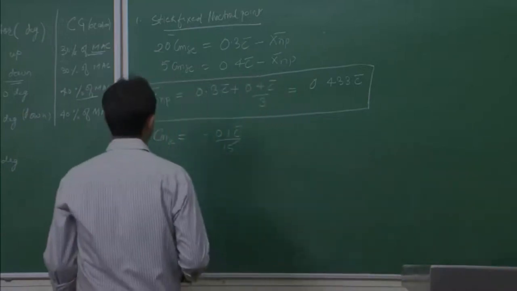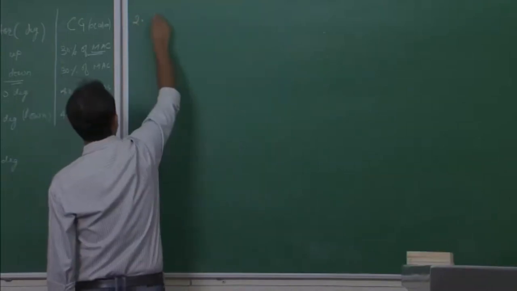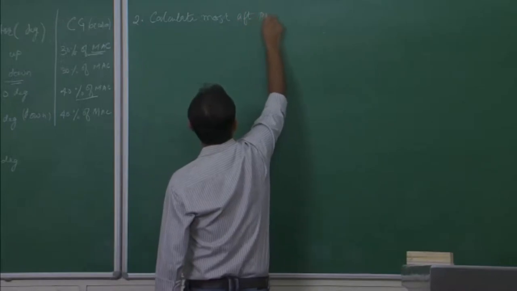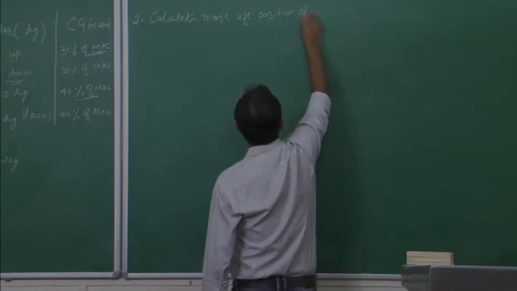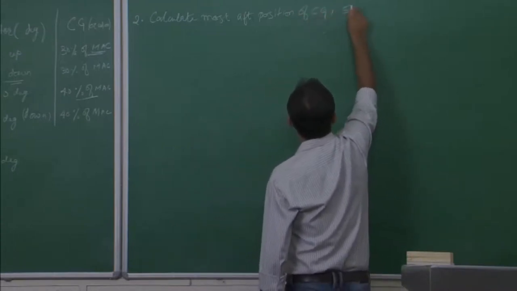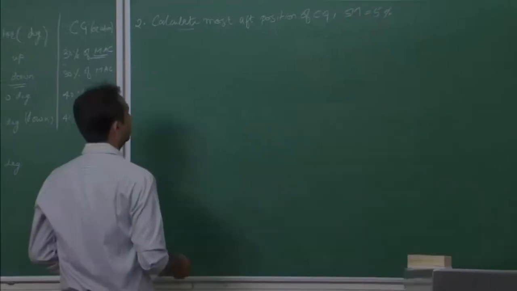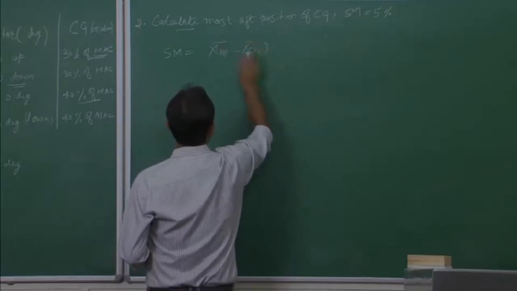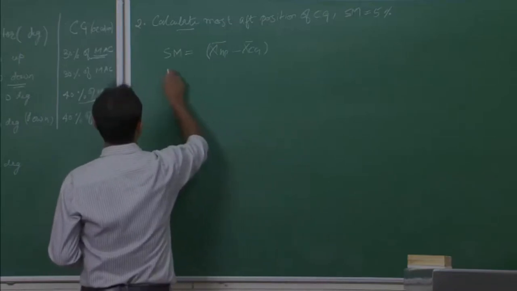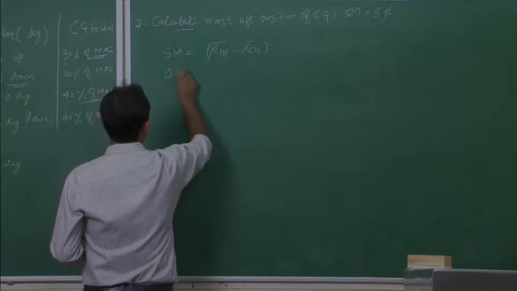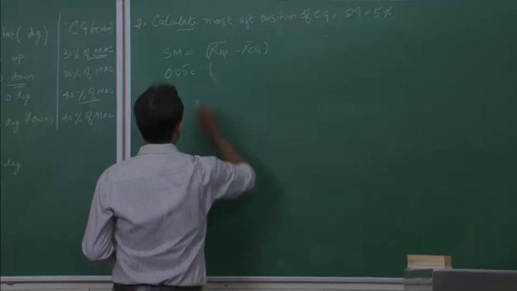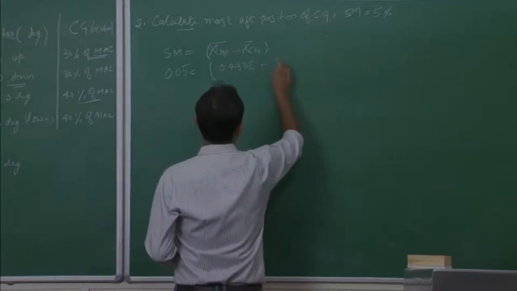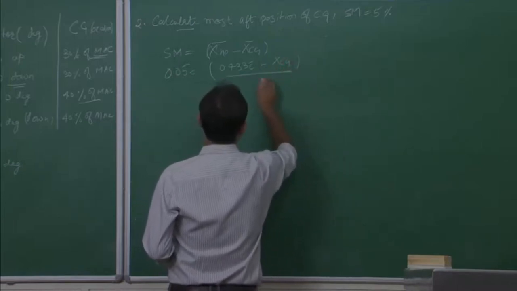Now, for the second part, so this is your stick fixed neutral point. The second part is to calculate the most aft position of CG in order to get a static margin of 5%. For the second part, as we already know, static margin is given as X NP bar minus X CG bar. We have already calculated X NP bar. So, static margin in this case we want as 0.05. X NP bar we have already calculated, which is 0.433 C bar. We have to calculate the value of X CG, this whole divided by C bar.